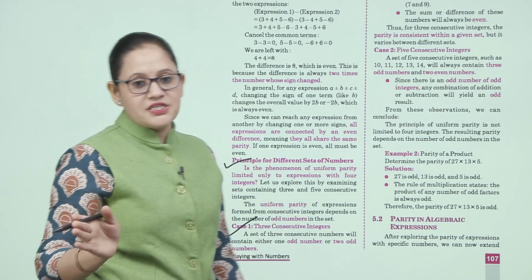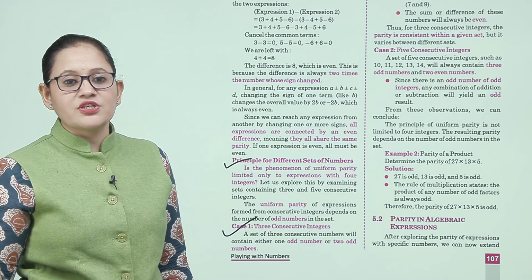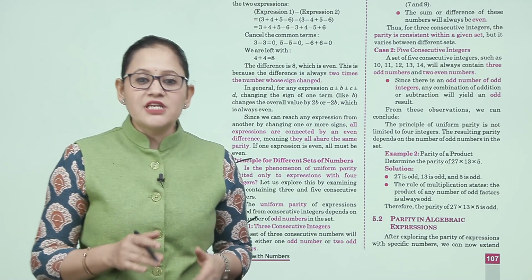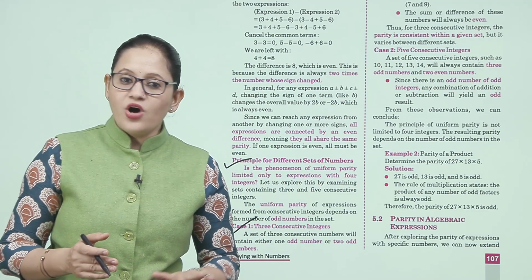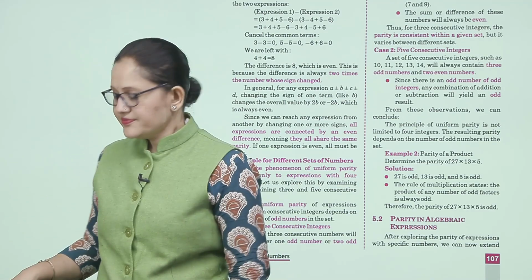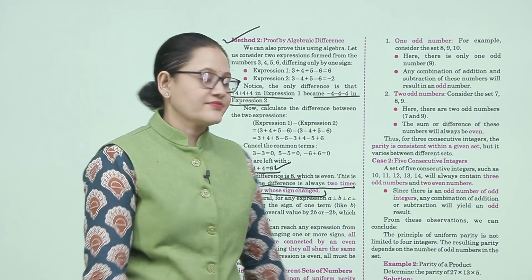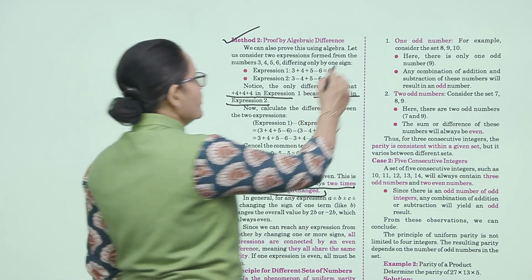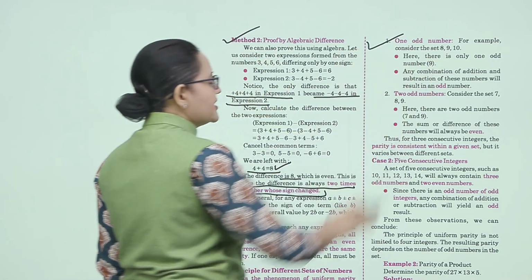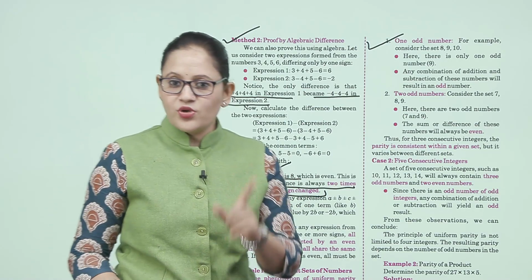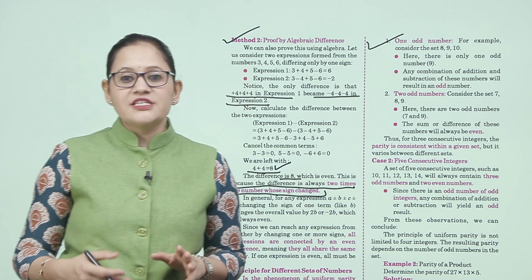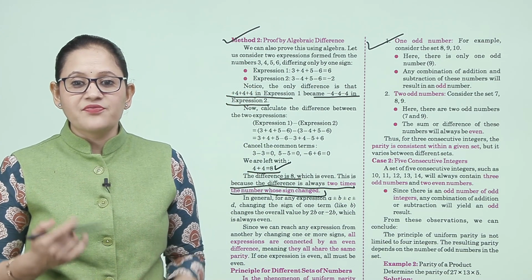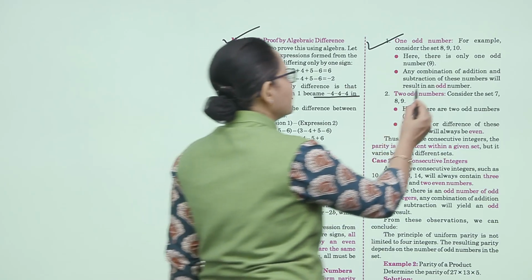In case 1, 3 consecutive integers. Here we are taking 3 consecutive integers. A set of 3 consecutive numbers will contain either 1 odd number or 2 odd numbers. So, 1 odd number, for example, consider the set 8, 9, 10. There is only 1 odd number, that is 9. Any combination of addition and subtraction of these numbers will result in an odd number.